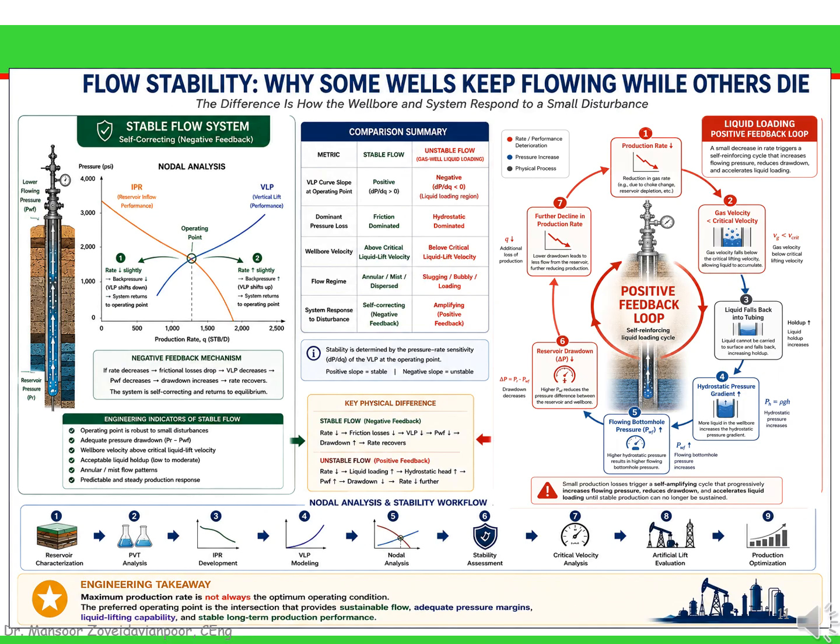If there is one lesson to remember from this chapter, it is this: finding the operating point is only half the job. The real question is whether that operating point is stable. A well that produces slightly less but remains stable will almost always recover more hydrocarbons over its lifetime than a well pushed to an unstable limit.